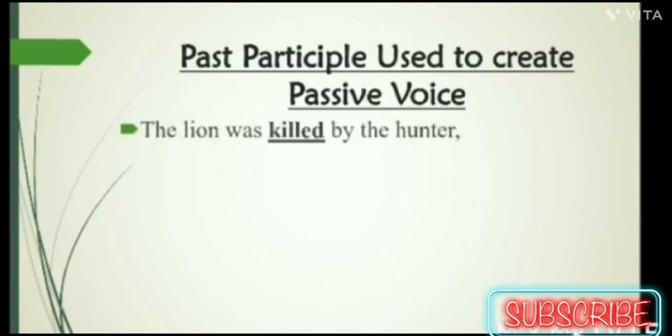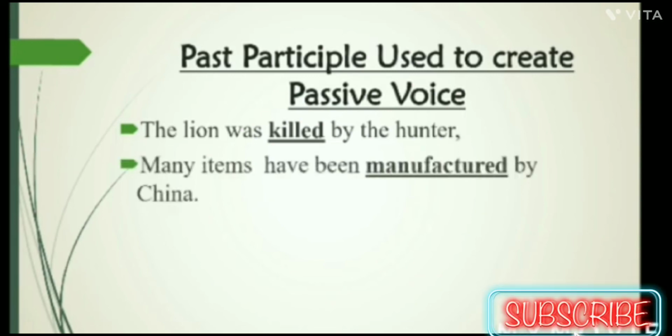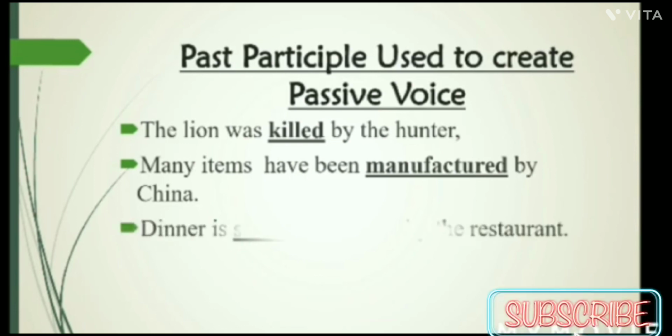Then past participle used to create passive voice. In passive voices of all the tenses, past participle, which is third form of verb, is a must. For example, the lion was killed by the hunter. Passive voice of past indefinite. Many items have been manufactured by China. Passive voice of present perfect.